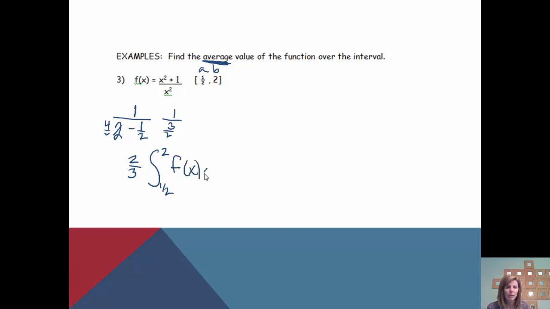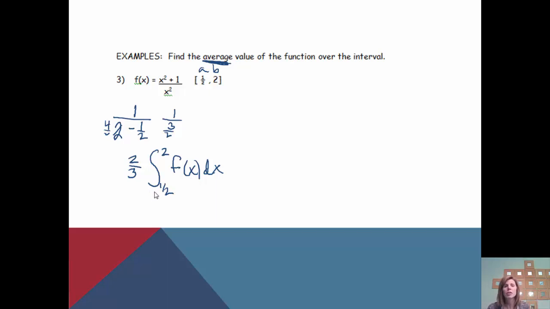So we can just put f of x dx, and the independent variable is x. So we do want to make sure that we make a notation of that. So from here now, we can let our calculator do all of the work. What I did is just put x squared plus 1 over x squared in as y1 in my calculator, and then I could use the math 9 feature.